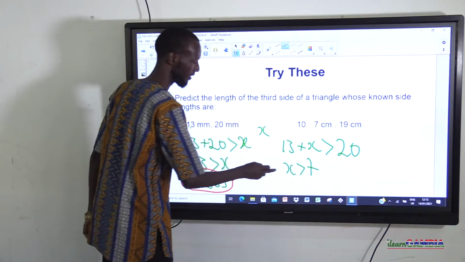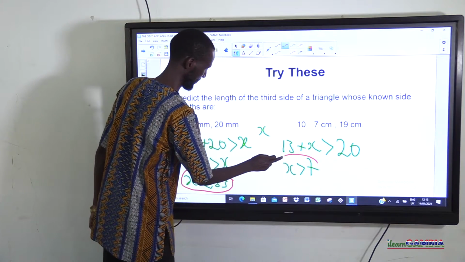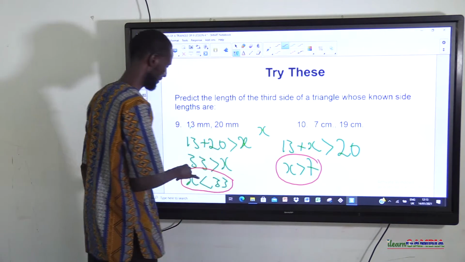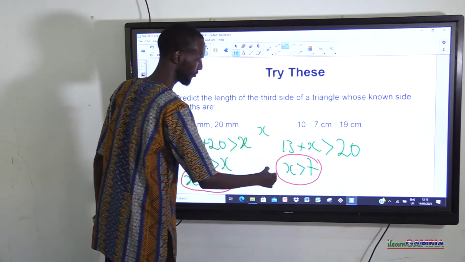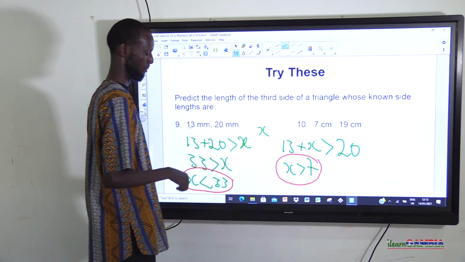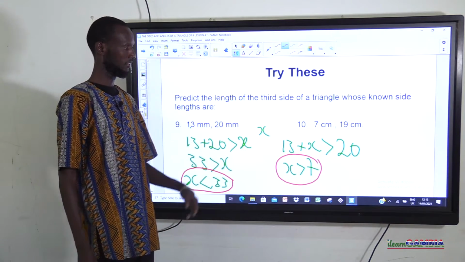Then the same third side, what did I say here? Our third side has to be less than 33. And then the same third side has to be greater than 7. Now you put these two together, then what do you have?